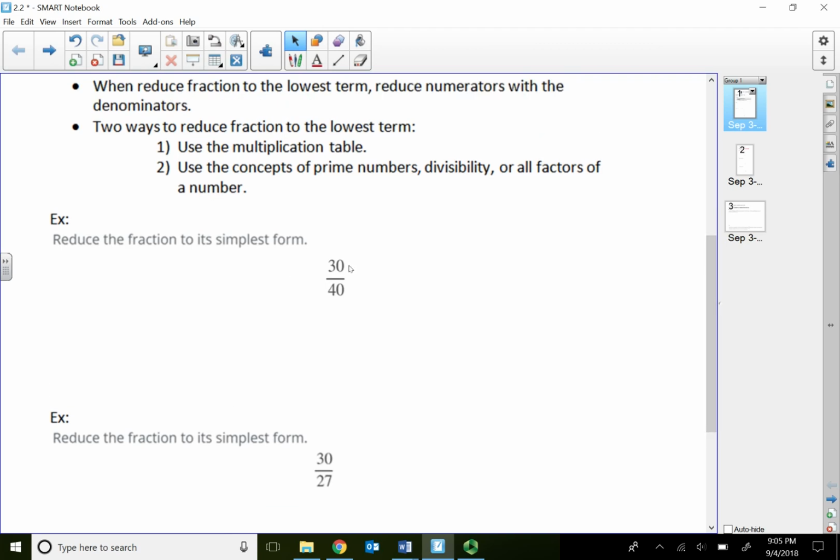So if I need to reduce 30 over 40 to the lowest term or the simplest form, I know 30 is on the multiplication table, so is 40. As a matter of fact, both of them are on the multiplication table of 5. But most of y'all also know on the multiplication table for 10, 30 and 40 can also be reduced by 10. Reduce by 10 simply means we divide the numerator and denominator by the same number. That gives me 3 over 4.